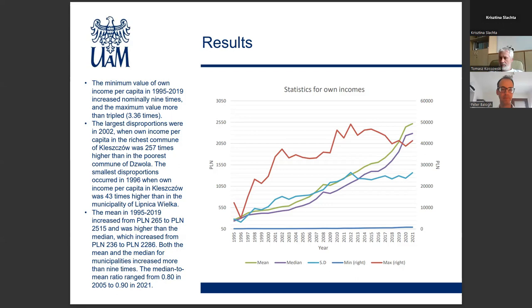There is a special commune with a brown coal mining industry and a large electric plant, and they pay really serious taxes to this commune and also some taxes related to ecology. So we can observe that we have large heterogeneity. Also the median and mean were rising, and then the variation of these own incomes stabilized, as we can observe after 2011.